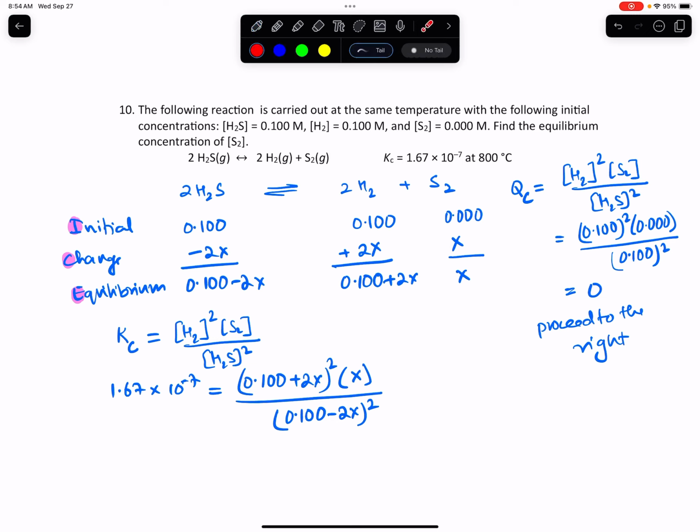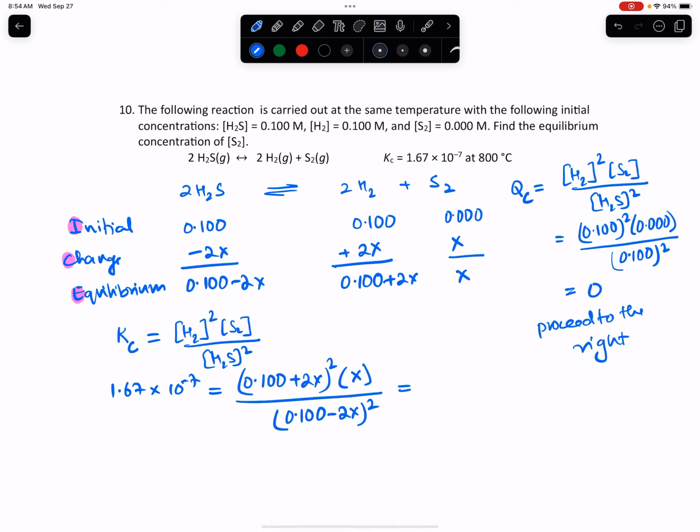The approximation is that since Kc is very small because of the 10 to the negative 7, the reaction, although it proceeds to the right, doesn't proceed sufficiently. That means this value of x is very, very small. Because x is so small, we're going to assume that even twice that x is much smaller than 0.10. So for all intents and purposes, 0.100 plus 2x or 0.100 minus 2x is equal to only 0.100. Bear with me because we'll check that approximation a little later.